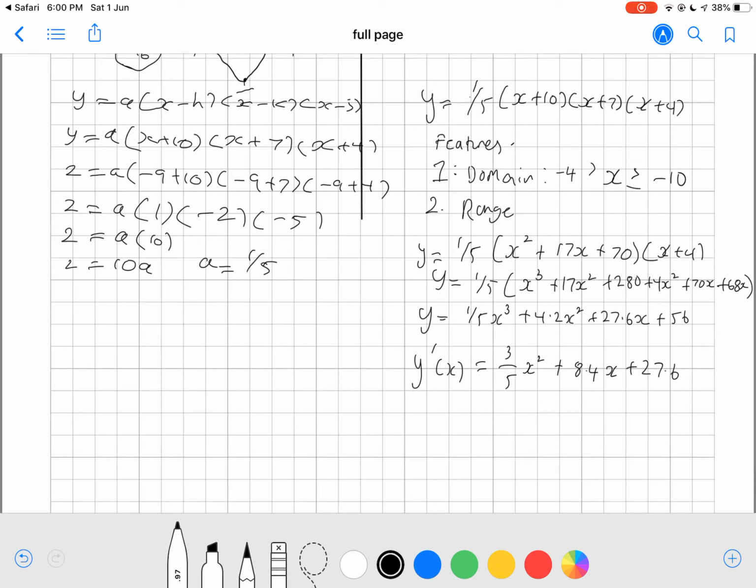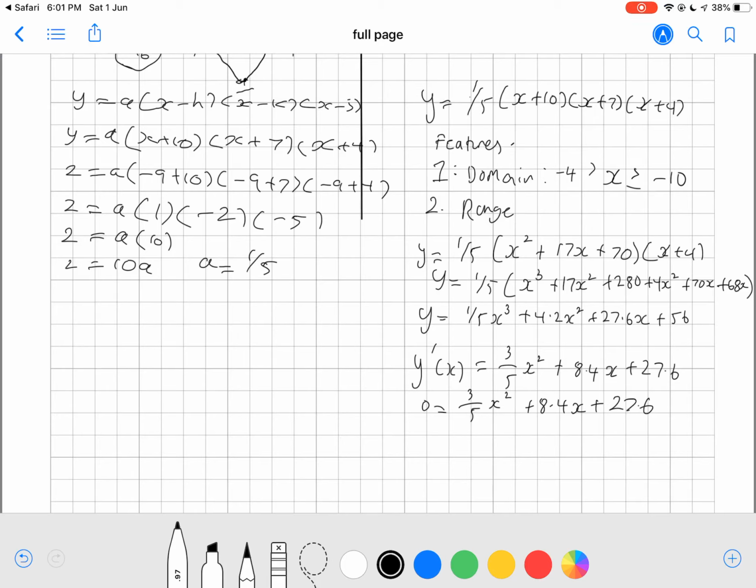Now, because we know that it's the turning point here, that's when the gradient equals 0. This is the gradient function we found, so we substitute the gradient equals 0. So we'll say 0 equals 3/5x squared plus 8.4x plus 27.6.